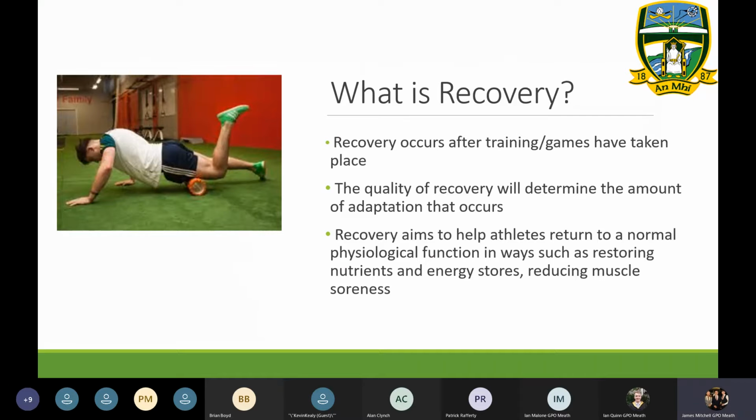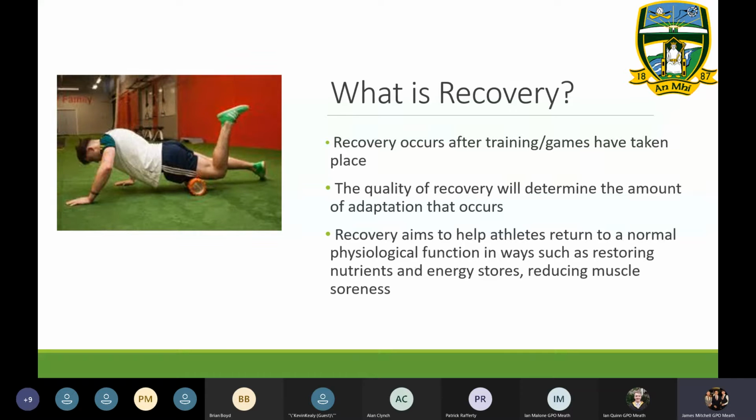Okay. So what is recovery? Recovery occurs after training and games have taken place. As soon as a game or a training session finishes, that's where a recovery window opens. That's where we have to target and try our best to prepare ourselves for the next time we hit the pitch or the gym.